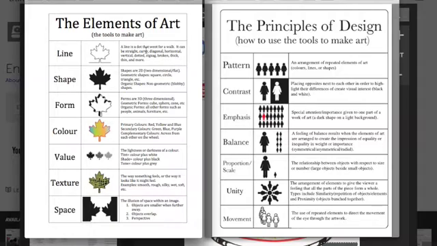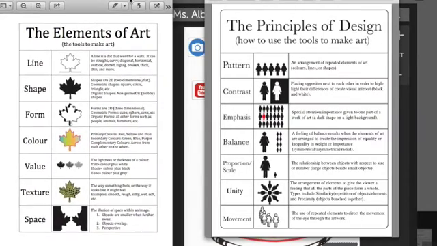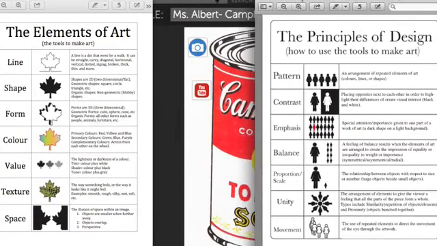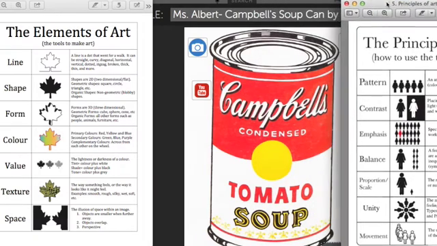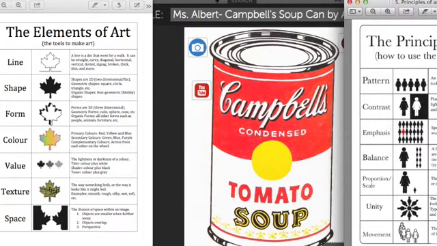Now what you want to do is you want to look at your image and you want to find one of the elements that's used. And then you want to find one of the principles to describe how the element is used. So, for example, let's move this over here so I can still see my image. Okay, so I've got my Campbell's soup can here.